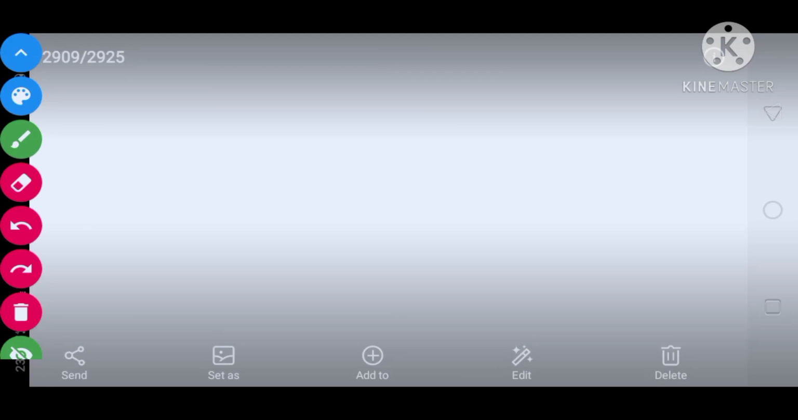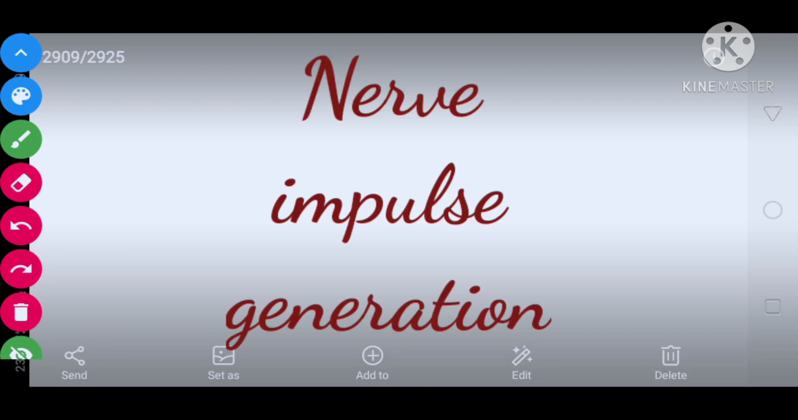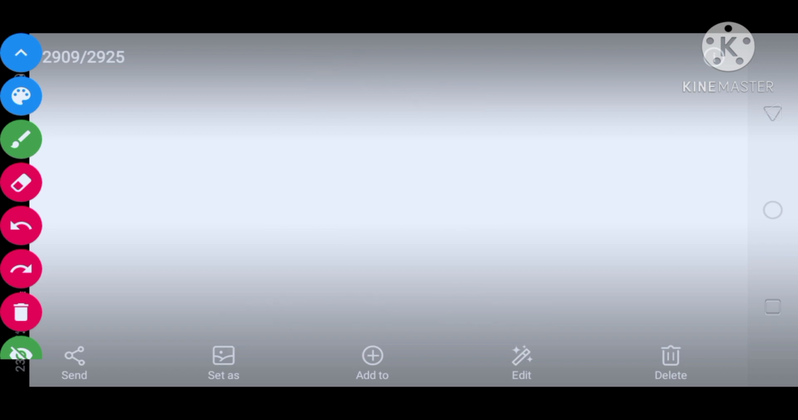Today I'll be discussing a very important topic from class 11 NCERT biology, and that is the generation of nerve impulse. So let us consider a neuron which is in resting state. Now what is meant by this resting state? As all of you know, the main function of a neuron is conduction of nerve impulse. Now if it is not conducting any impulse, we can say it is in resting state.